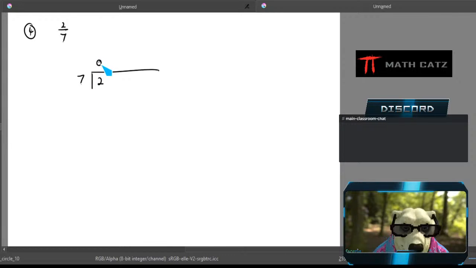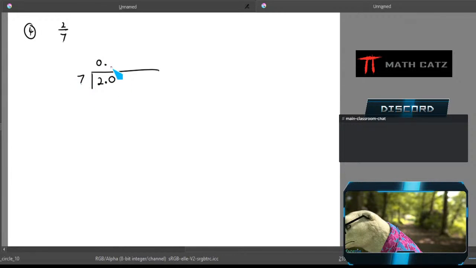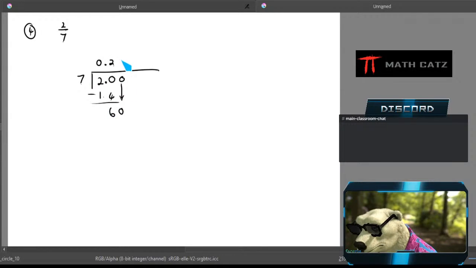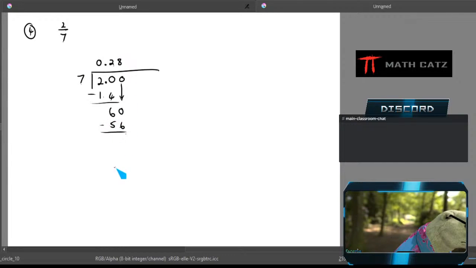7 goes into 2 0 times. I need more zeros here. 7 goes into 20 2 times for 14. And then I have 6 left. 7 doesn't go into 6, bring down another 0. 7 goes into 60 8 times. 8 times 7 is 56. Oh, of course, all relative to that position. Then I have a 4 left, which hasn't occurred yet.